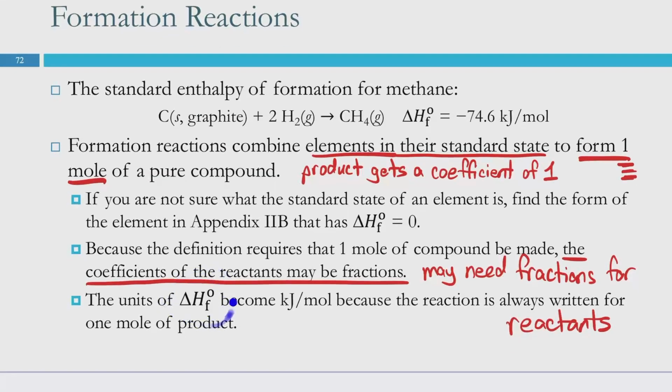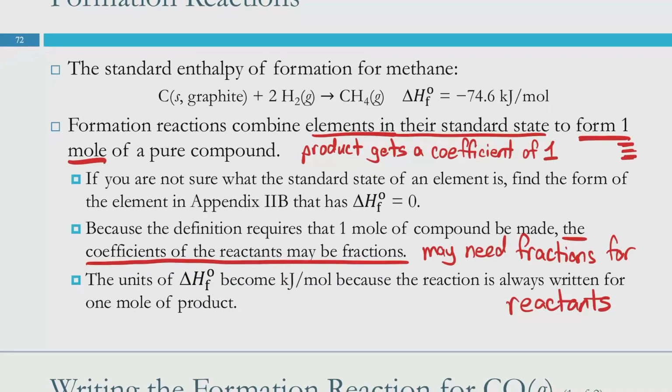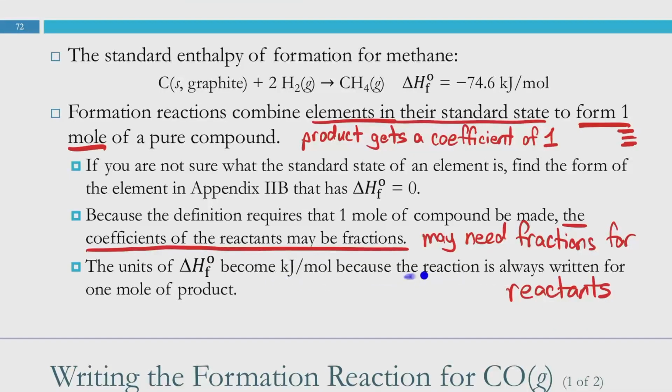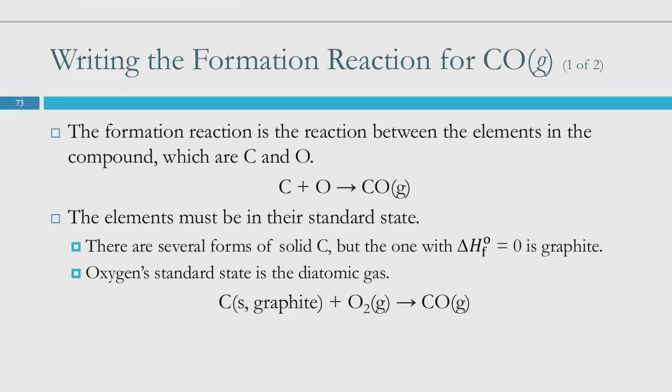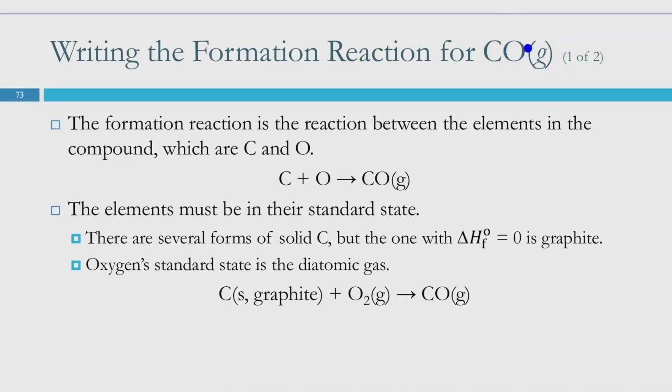And then the units of our standard delta H of F, standard heat of formation, become kilojoules per mole because the reaction is always written for 1 mole of product. So if we want to write a formation reaction for carbon monoxide as a gas, CO as a gas, the two elements that we have are carbon and oxygen. And so we're going to just write out the elements, just what they are, and then we'll work out what are their standard states and what are the coefficients that they need to have.